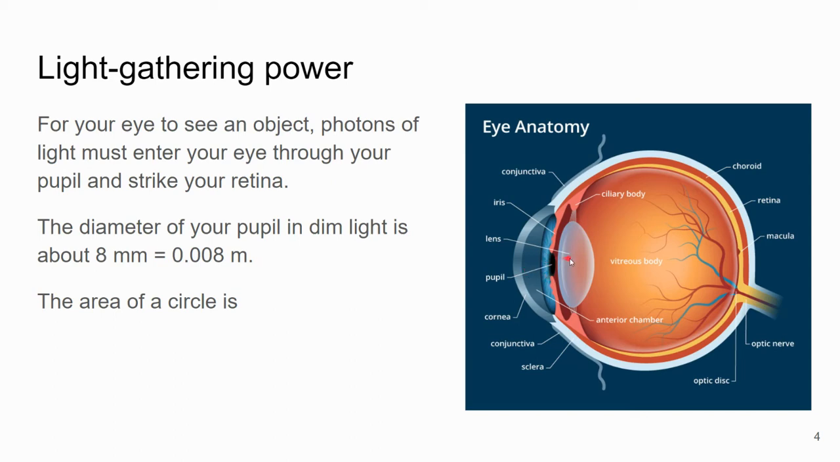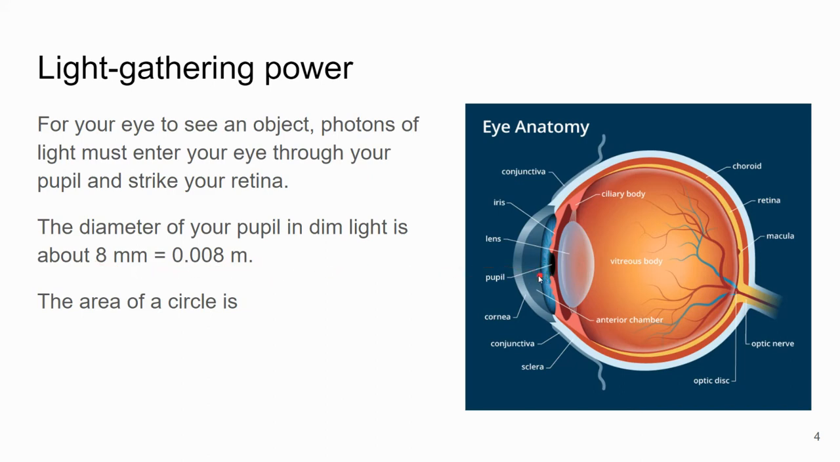And it goes in. Your whole eye is a lens, but there is a part of your eye specifically called the lens. It gets focused on the retina at the back. This is basically the screen that senses the light and converts it into a signal that goes to your brain, and your brain turns it into your sense of vision, basically. Anyhow, the diameter of your pupil in dim light is going to be about 8 millimeters, so 0.008 meters.